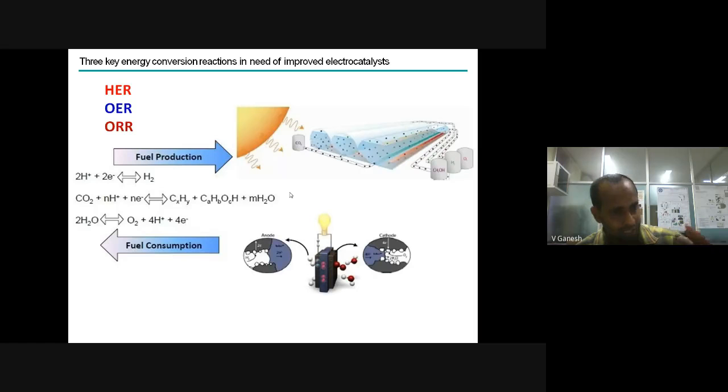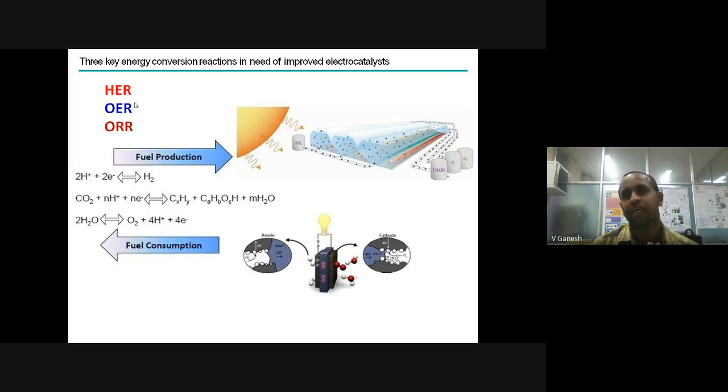And when you keep on scanning the potential further in the negative direction, you would end up in a regime where hydrogen evolution reaction occurs. So hydrogen evolution reaction, oxygen evolution reaction, and oxygen reduction reaction are the limiting factors, and that will decide the potential window of your study. But in case of electrocatalytic process, this becomes very, very useful. So why do we worry about this water splitting reaction?